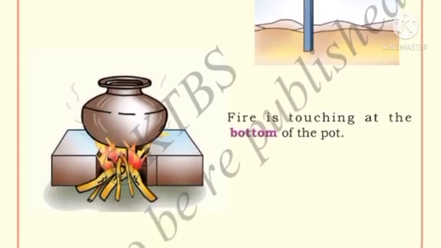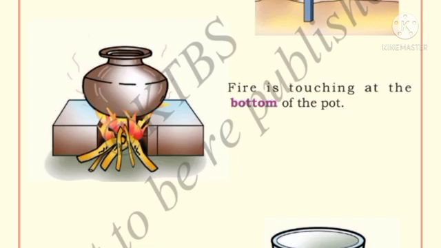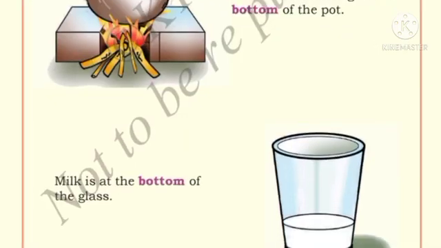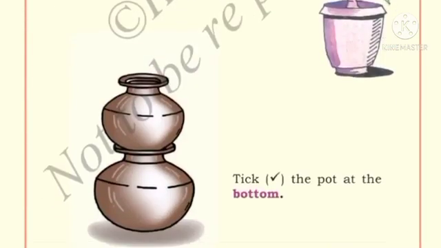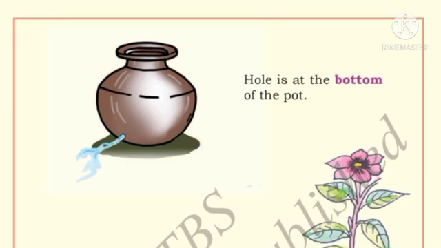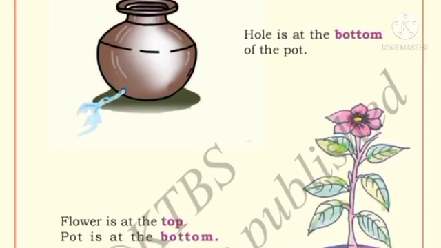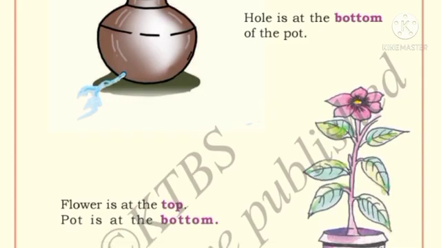Now here, fire is touching the bottom of the pot. As I have told you, bottom means the downside. So here, fire is touching the bottom of the pot. Now milk is at the bottom of the glass. Here, the milk is there at the bottom of the glass. Now same example for the bottom. The hole is at the bottom of the pot. Where is the hole, children? The hole is there at the bottom of the pot, right?